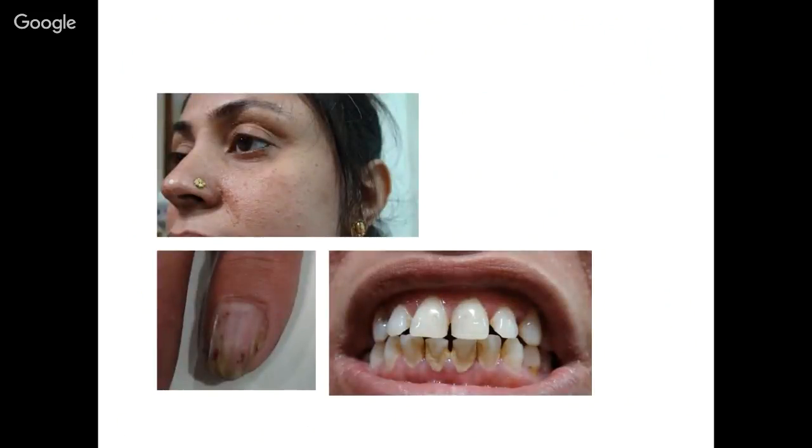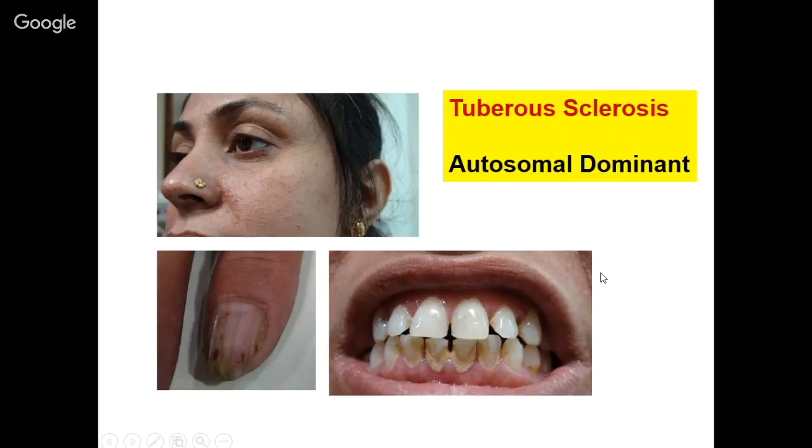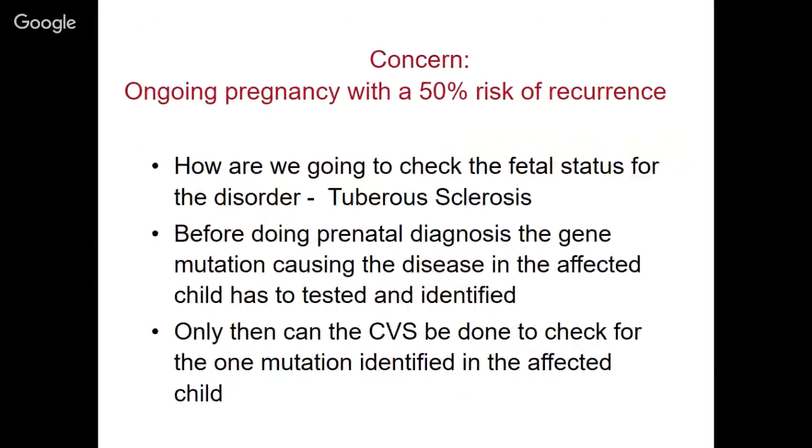So though she was intellectually normal, she had a lot of stigma on the face, which suggested that she too had tuberous sclerosis. So you can see that she had these little angiofibromas, she had this nail dystrophy, as well as these dental pits, which typically tell us that she also had tuberous sclerosis, and this is an autosomal dominant disorder. So what was the challenge? She had tuberous sclerosis. Her first child had tuberous sclerosis. And because it's a dominant disorder, there is a 50% risk of recurrence in the current pregnancy.